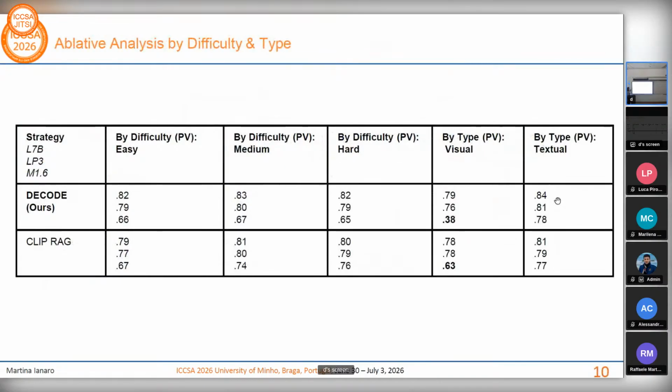So here is the ablative analysis that we mentioned before. We can see that, for example, for Moondream 2, the model of 1.6 billion parameters, we have this number, 6.38 for the visual type for the code, while for CLIP RAG, the multimodal native RAG, it is 0.63. It means there was a collapse on the code, but the code here is just text. So it's overwhelmed by textual information, and in this case it's better to have the embedding of the pixels.